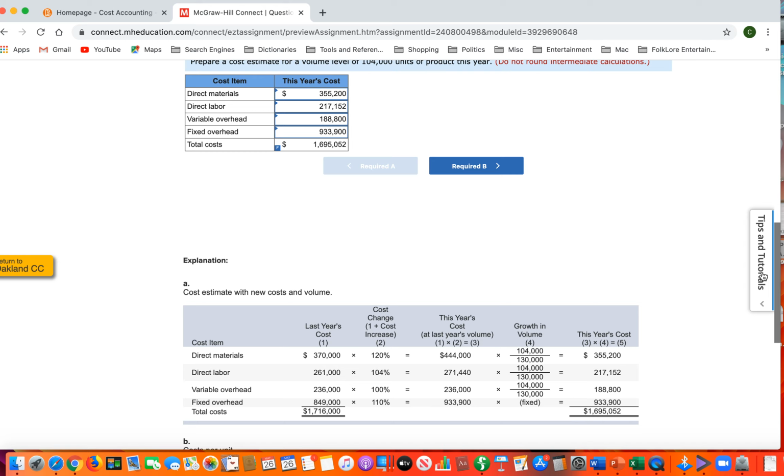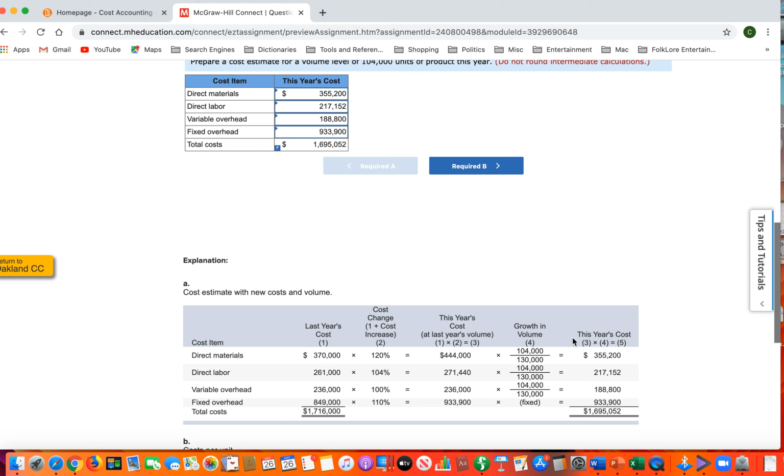Now what they did, they took the 104 divided by 130. And you can do it that way. The way I did it, I said, well, it's a 20% drop, which means then you're at the level of 80%. And if you take 104 divided by 130, that is 80%. So just a different way to come to the same thing.